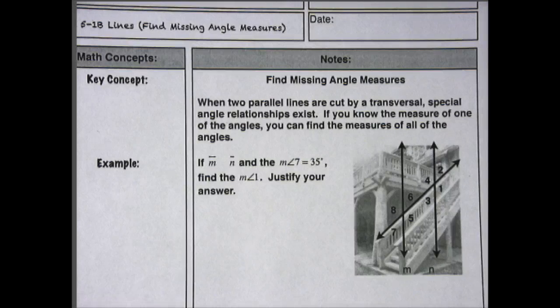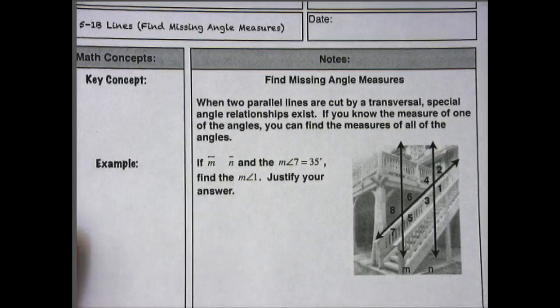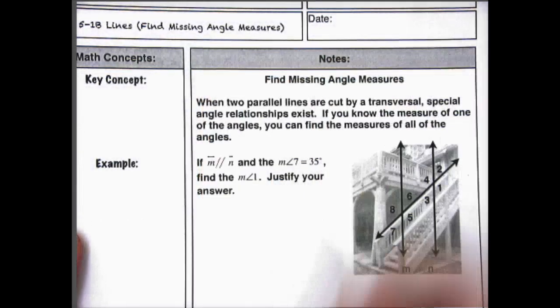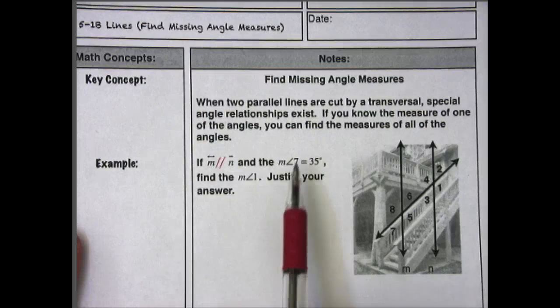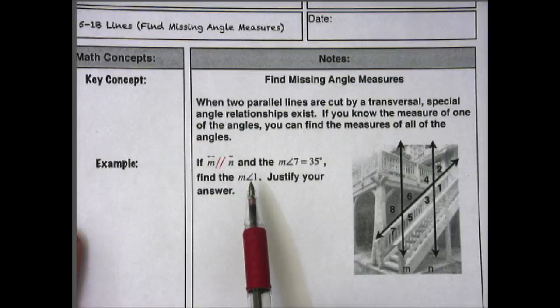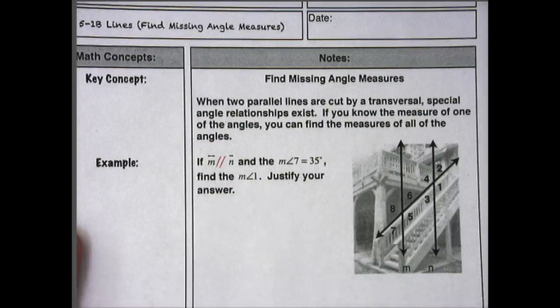So if you don't have your 5.1a notes, go ahead and get those out now, have those in front of you, or the resource sheet that I handed out could also be helpful to you if you don't have your notes handy. So let's take a look at the example. It says if line M is parallel to line N and the measure of angle 7 equals 35 degrees, find the measure of angle 1, justify your answer.